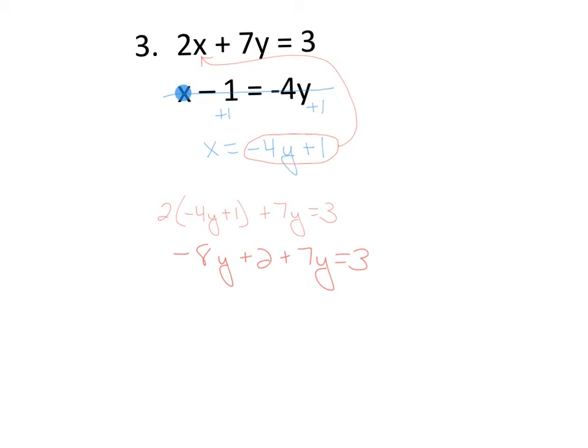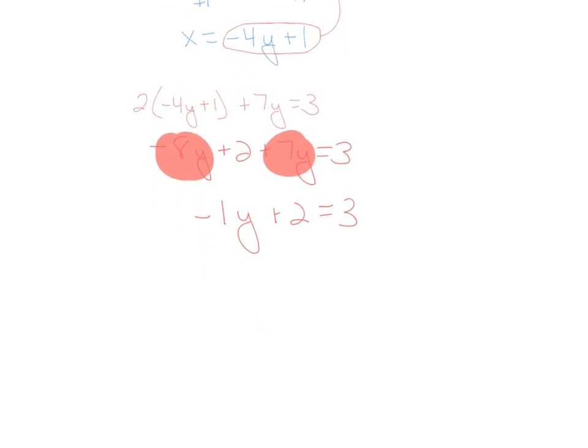Go ahead and combine like terms. So let's put together the negative 8 and the 7. And so we're going to end up with negative 1y plus 2 equals 3. Okay, let's go ahead and subtract that 2 off. So negative 1y equals 1. And then divide, so y equals negative 1.